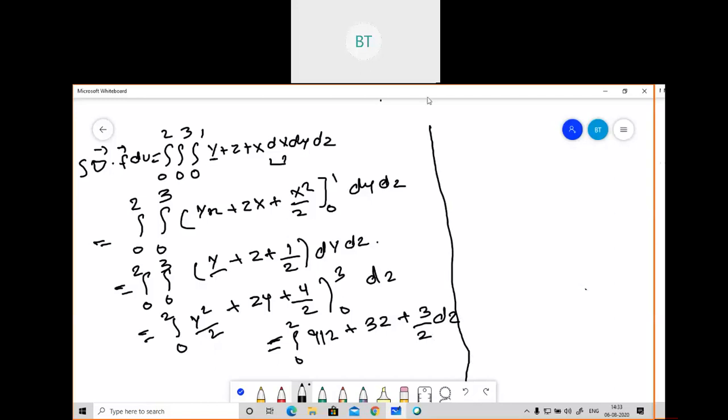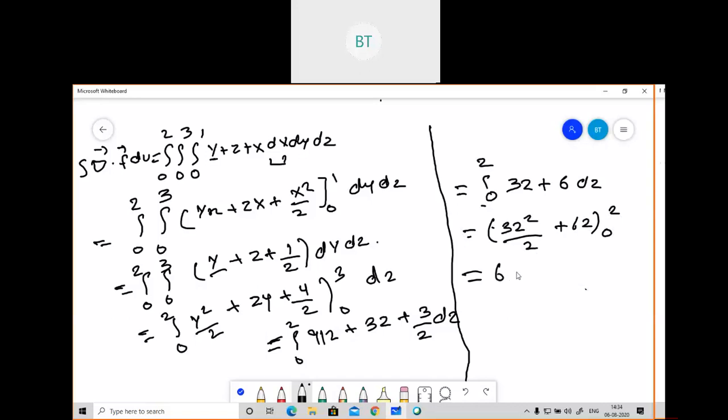Now the next term. Now the last part, I need to integrate the z term. So 9 by 2 and 3 by 2 will get added, and it will be 6. So what I will get here? 0 to 2, (3z plus 6) dz. So I'll integrate it with respect to z. What I'll get here? 3z square by 2 plus 6z, with limit 0 to 2. After substituting this value, what I will get? 6 plus 12 equal to 18.